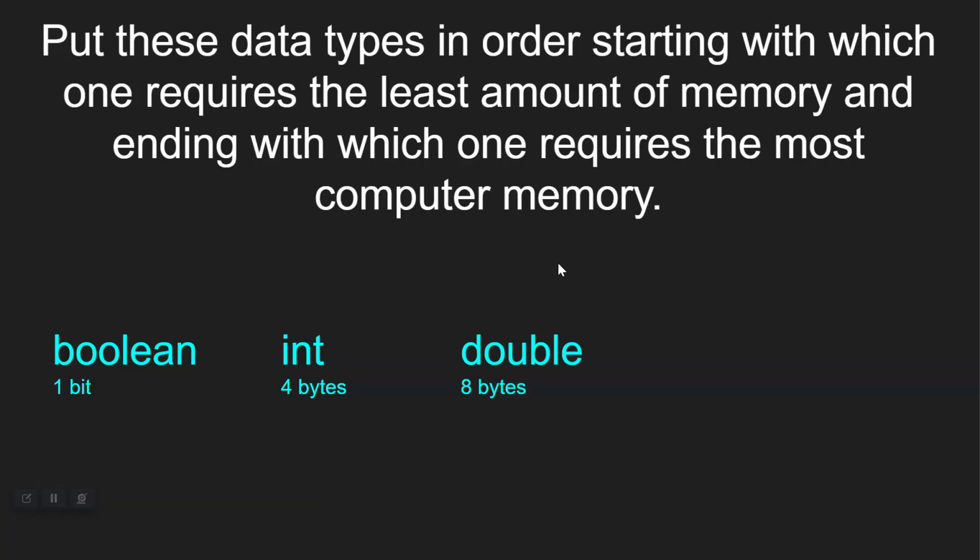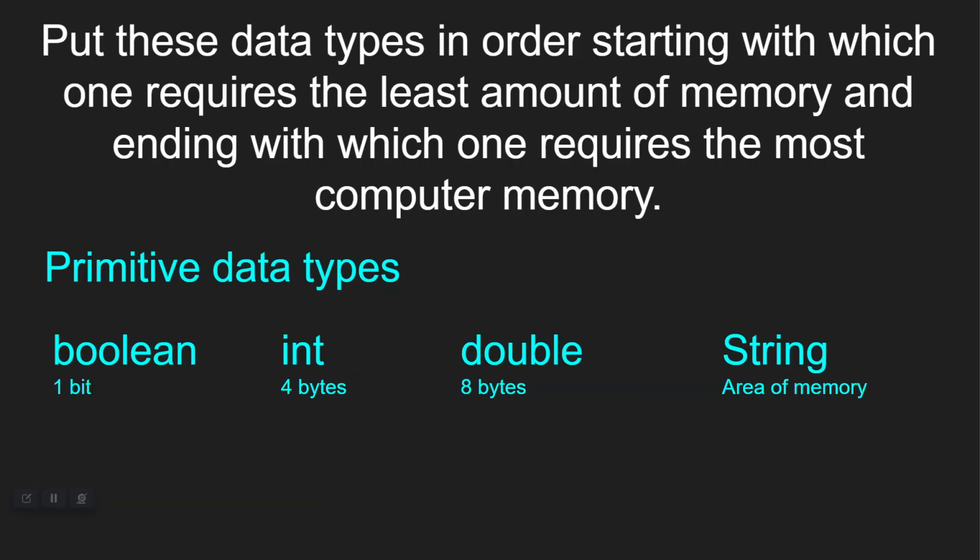Next, you have doubles. Now, doubles require 8 bytes because they have everything on this side of the decimal, and then you also have to store the values on the other side of the decimal. So Java reserves 8 bytes in order to store doubles. And for primitive data types like booleans, ints, and doubles, just notice that they have a fixed amount of memory space. Those are primitive data types, like I said.